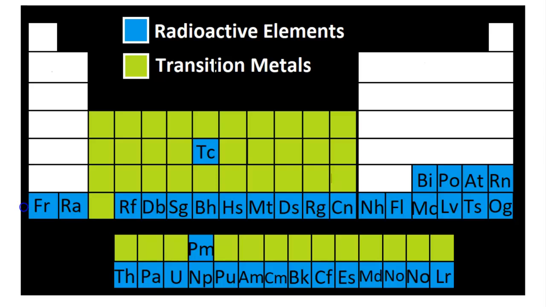Some of the elements on the periodic table are radioactive, and most of them are going to be in that transition metal family. So if we look at the periodic table, we'll see that most of the elements that are radioactive are in the bottom two rows, so row 6 and row 7 of the periodic table. And that's because the bigger the atom is, the less stable its nucleus, so the more likely it is to be radioactive.